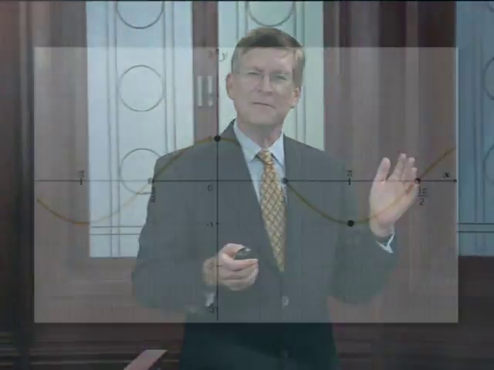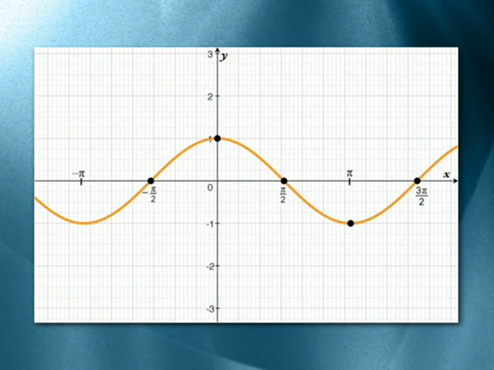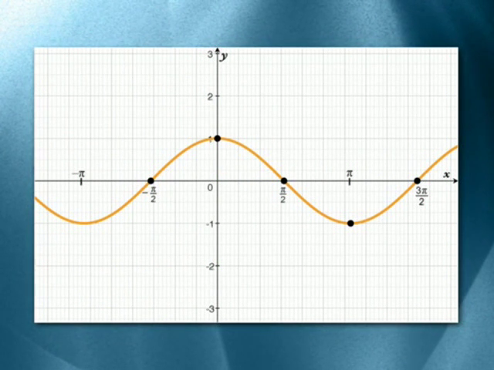Okay, so the cosine graph is very similar to the sine graph. It's now an even function though, isn't it? Notice the symmetry across the y-axis. It's an even function, not an odd function, but it has the same domain and range as the sine function. Domain, all real numbers. Range, -1 to 1.